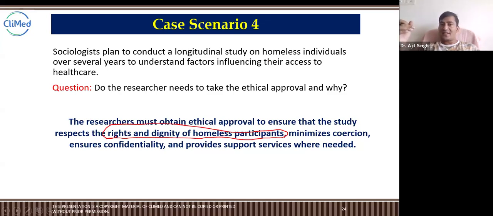What we were talking about, privacy and confidentiality, right? And here again it is the same thing, rights and dignity of the homeless people, minimizing the coercion, ensuring the confidentiality, and providing the service support wherever needed. To provide the service support also, there should be someone to monitor, and monitoring means there should be someone to approach or interfere, and that is the ethics committee, right? So you need the ethics committee approval in this case also.